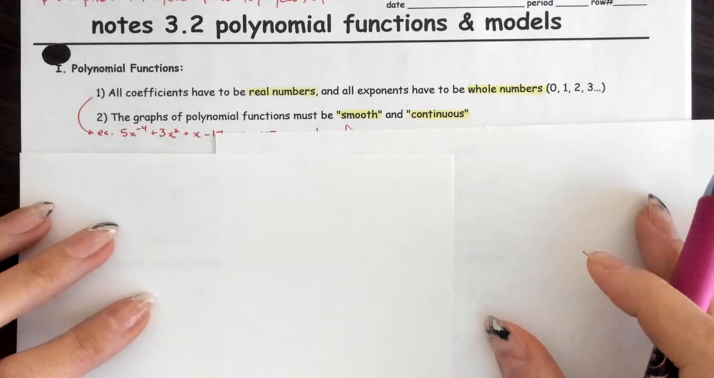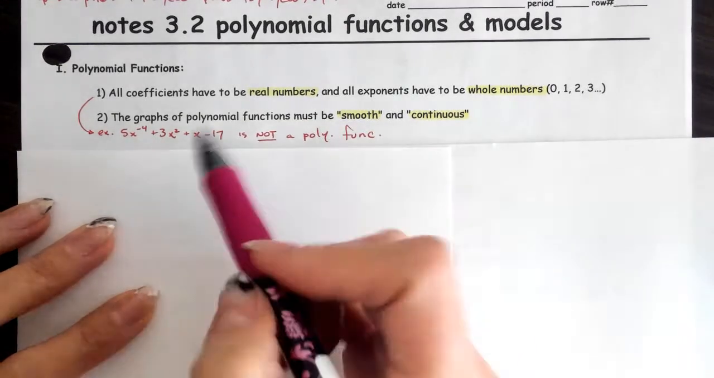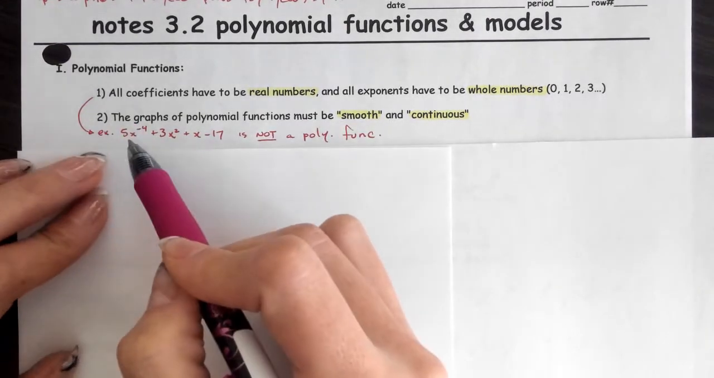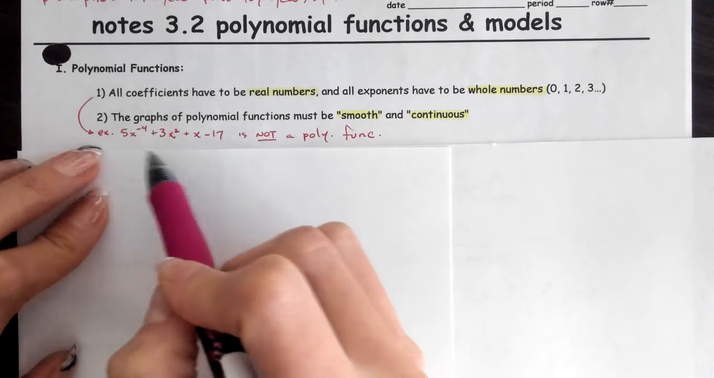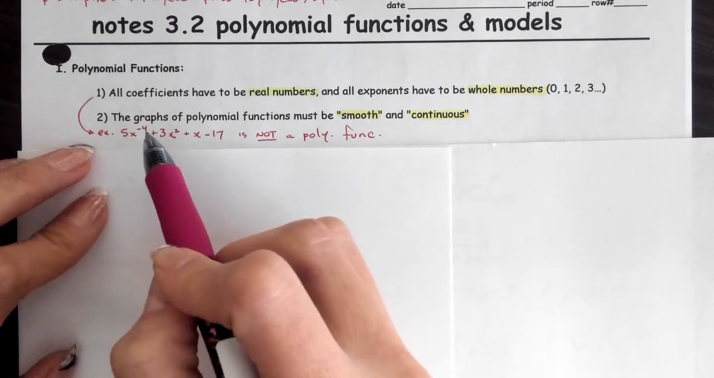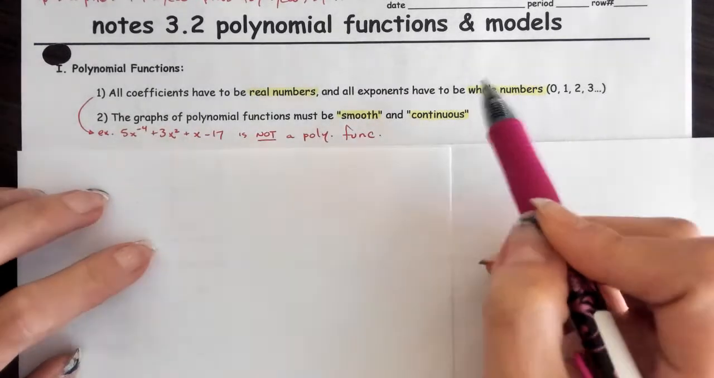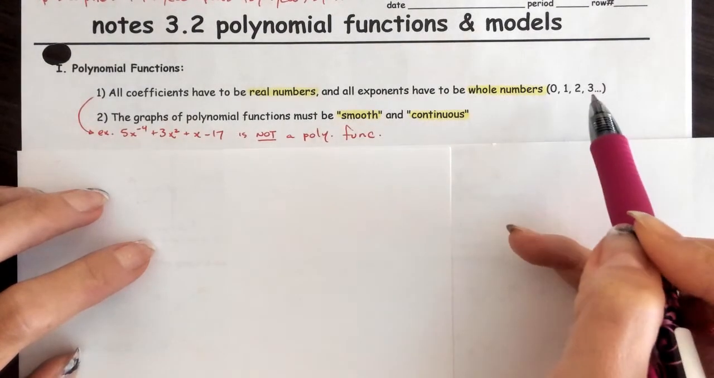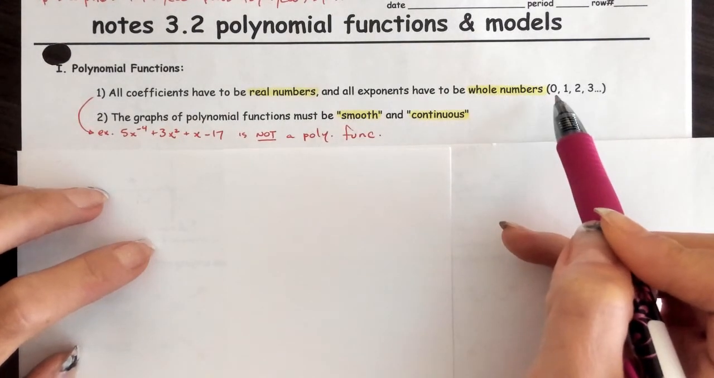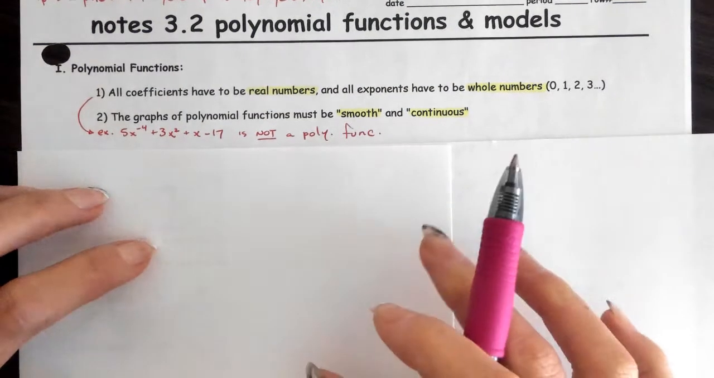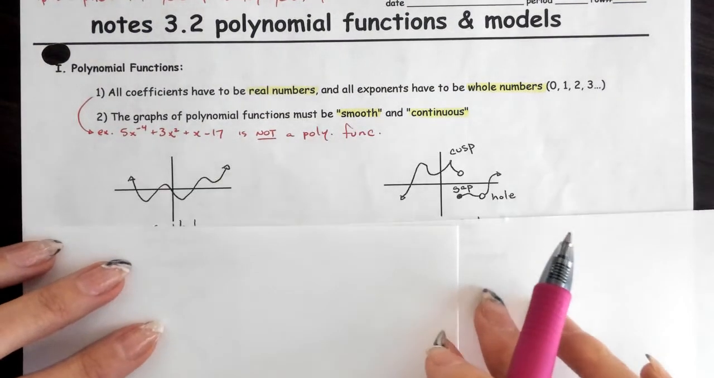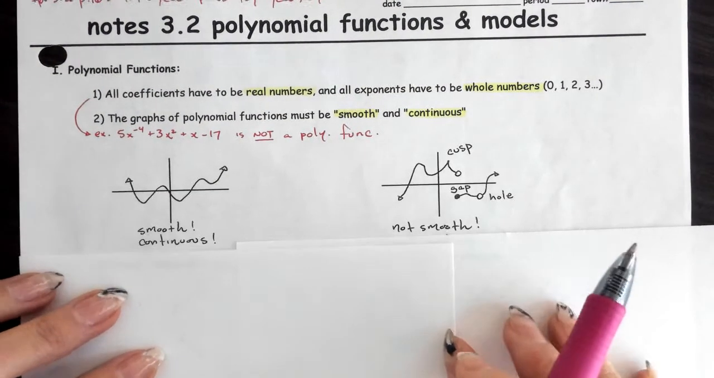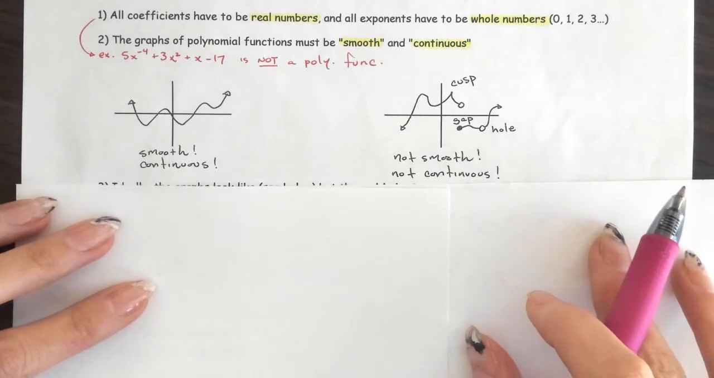Okay, so think about the word smooth and then continuous, it keeps going. All right, so for example, this, so go ahead and jot this down, is not a polynomial function. What's wrong with this? Right here it has a -4th power, and exponents have to be positive or to the power of 0, technically.